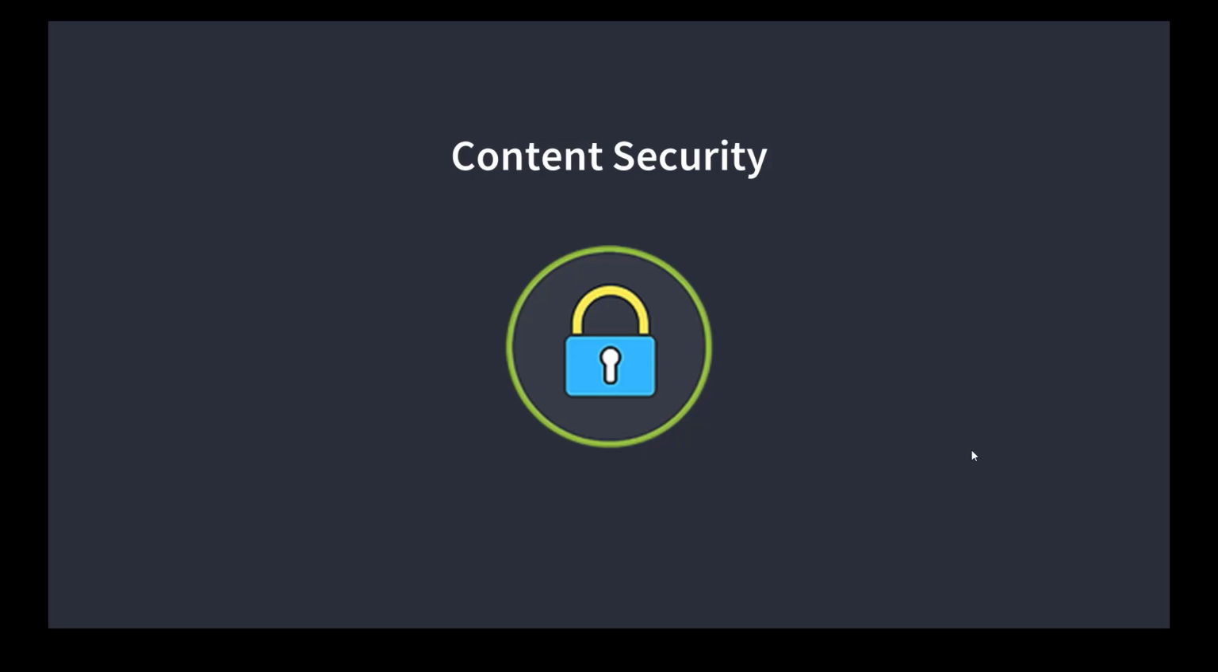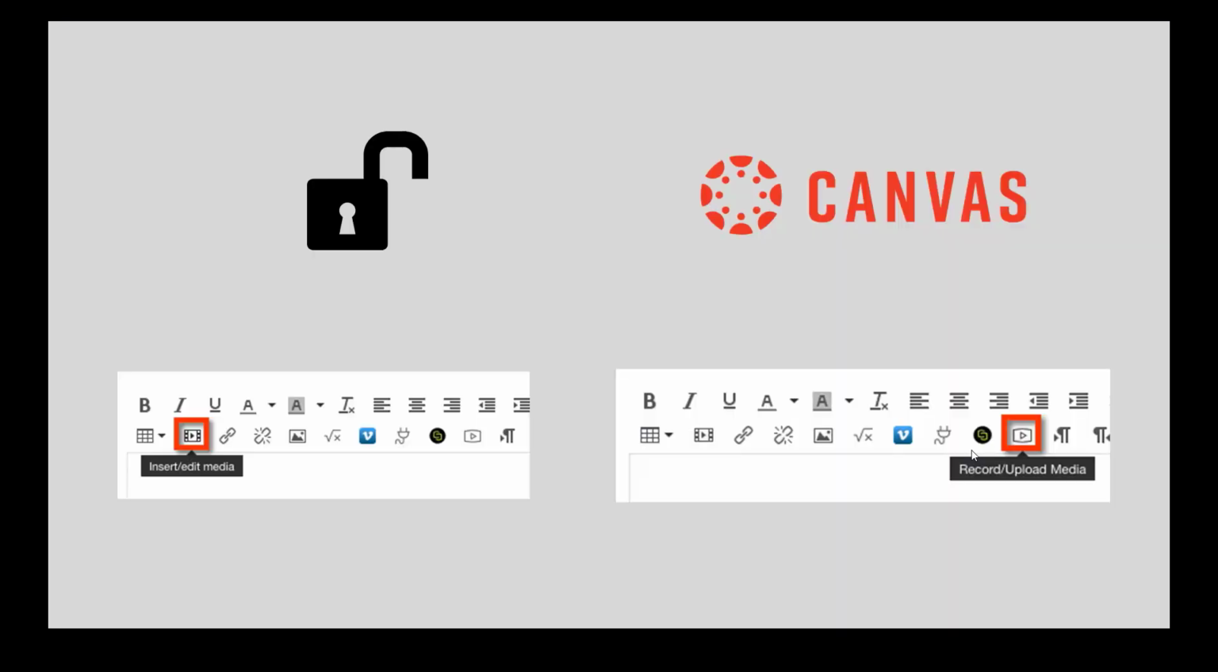The third thing I want to go into is the issue of content security and how secure your content is when you add it to Canvas. So with the inbuilt Canvas tool, we can see here you can either insert or edit media or record or upload media. These particular options will just add a media file to Canvas using the inbuilt tools.